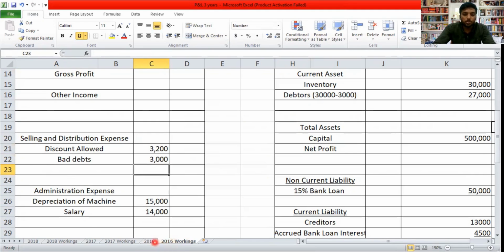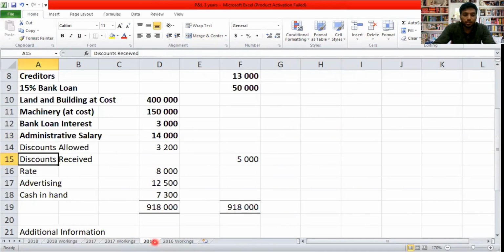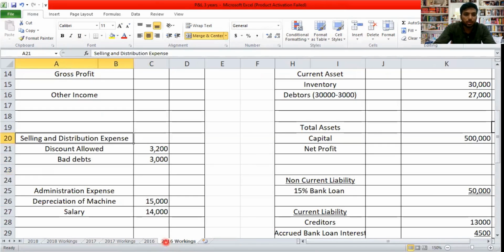Now, then I have something to record under discount received, 5,000. So I'm moving on to discount received under other income.